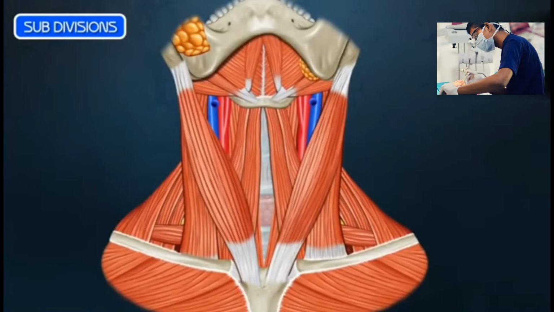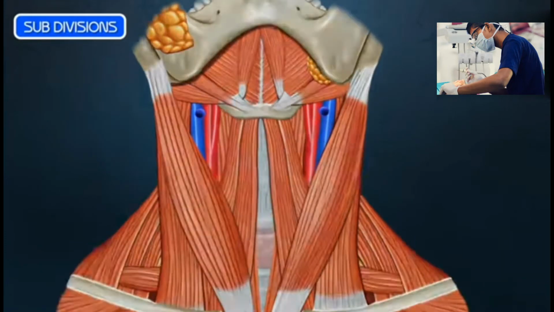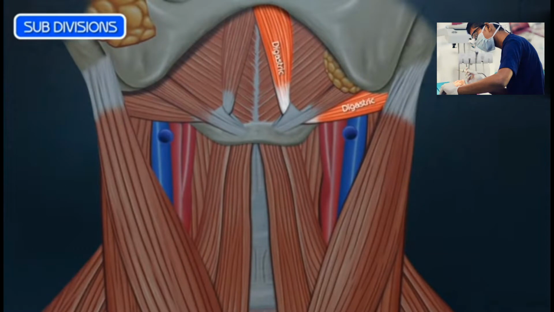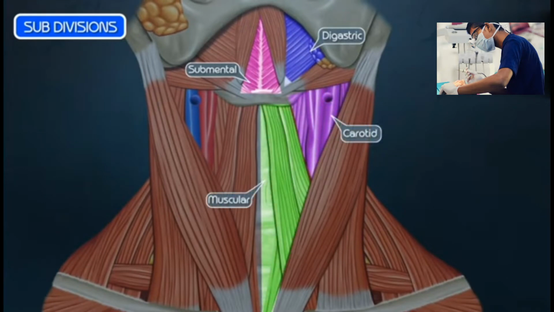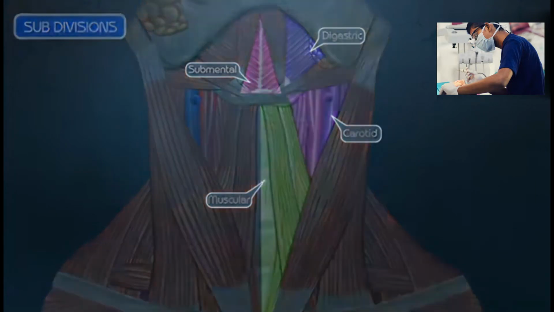Anterior triangle is further subdivided by the digastric and superior belly of omohyoid muscles into the submental triangle, digastric triangle, carotid triangle, and muscular triangle. Now let's see the submental triangle in our further video.